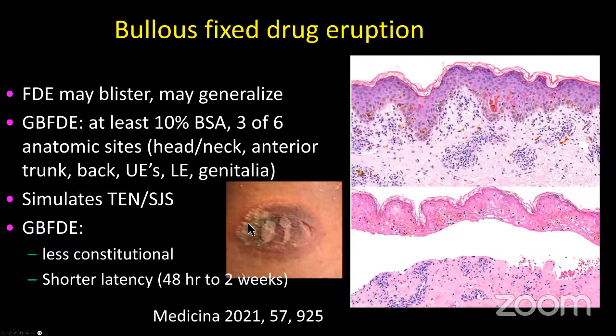I did mention fixed drug can be bullous, and in this situation, if you have generalized bullous fixed drug eruption, you do have to consider this in the differential of TEN and Stevens-Johnson syndrome. You'll have less constitutional symptoms. It'll have a shorter latency for fixed drug eruption. But again, I've seen, and there have been literature reports of generalized bullous fixed drug that were erroneously considered to be Stevens-Johnson.